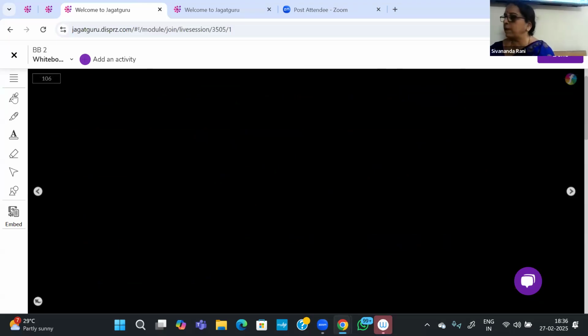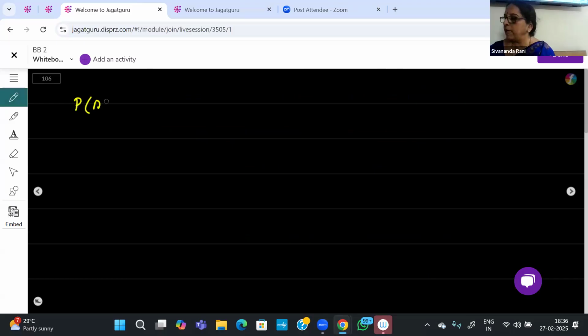Let me go to the top. P of A intersection B bar. This is what I want, right? Okay, can someone give me one more expression? Of course, I can use a Venn diagram and find this. Apart from this, is there any other way of finding it?